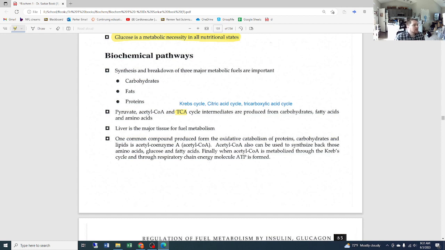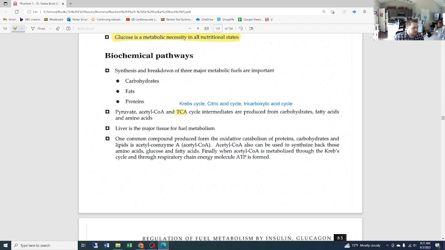Okay. So pyruvate, acetyl-CoA, and TCA cycle intermediates. Those are some of the products that are produced in the formation of ATP. They are produced from carbohydrates, fatty acids, and amino acids. So liver is the major tissue for fuel metabolism. We'll talk a lot about how the liver is one of the big places that stores glucose. It'll store it in the form of glycogen.